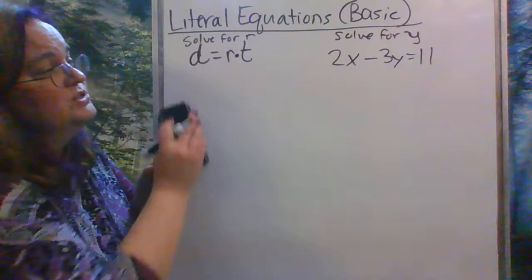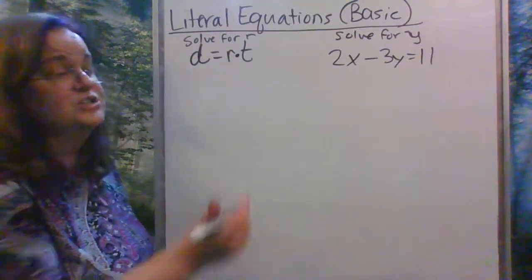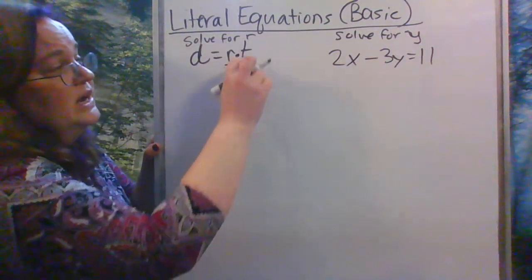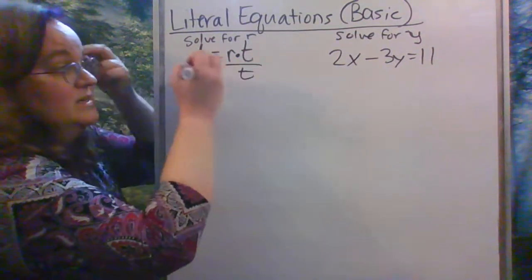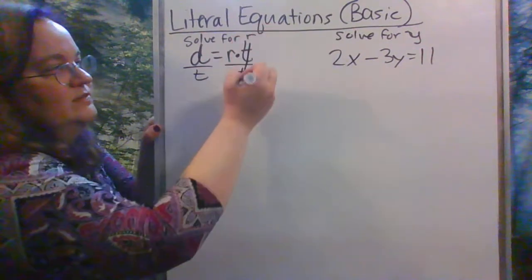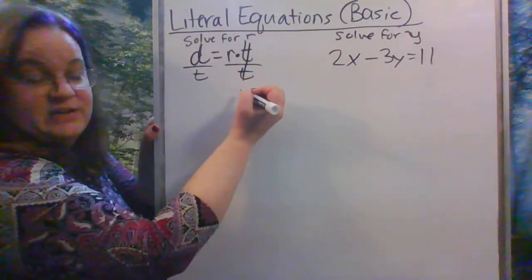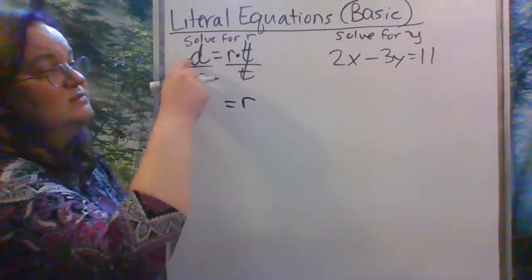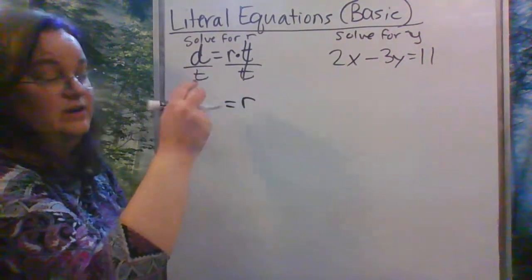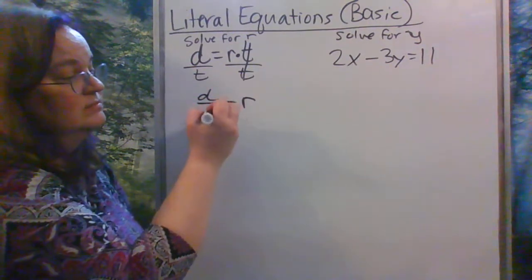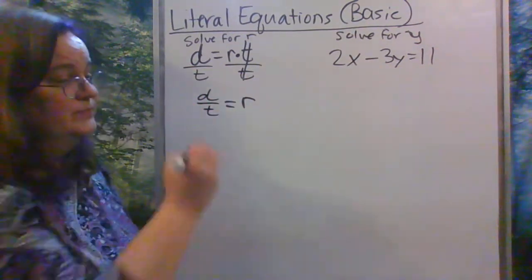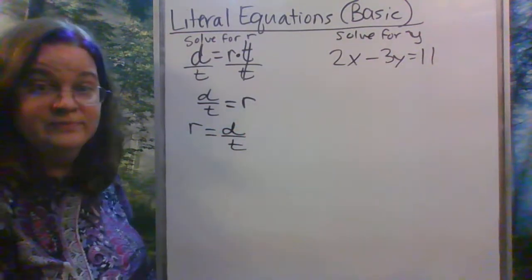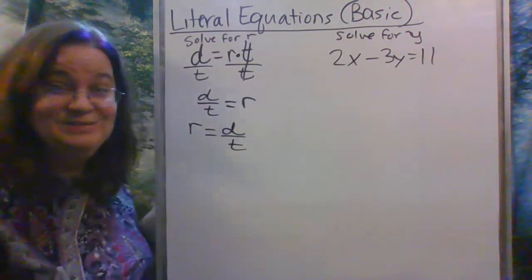This is the same procedure. How do I get rid of multiplication? I divide. I want r by itself, so I have to get rid of a t. How do I get rid of a t? I divide by t. t divided by t is 1, because any number divided by itself is 1. So I have r all by itself. And then I ask myself, can I actually do d divided by t? I can't, so I just leave it. So r, the rate, equals distance divided by time. And I'm done. I can't do anything else.